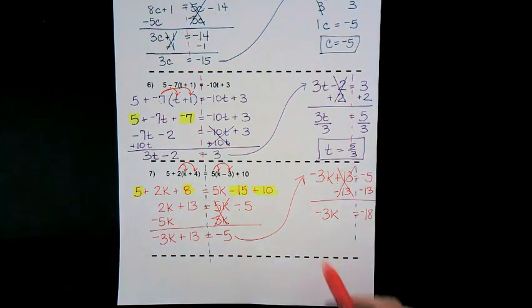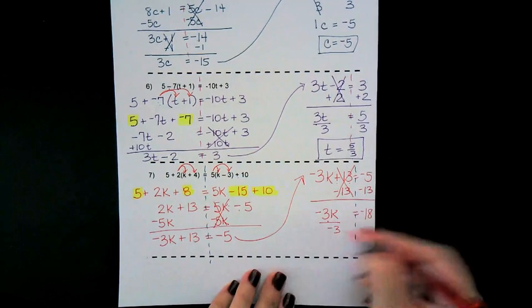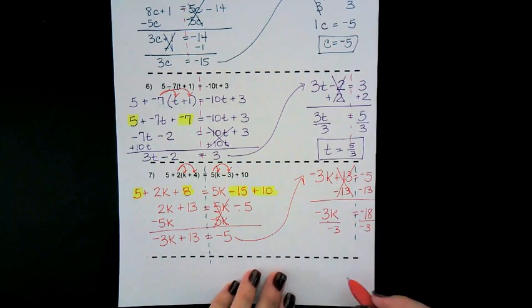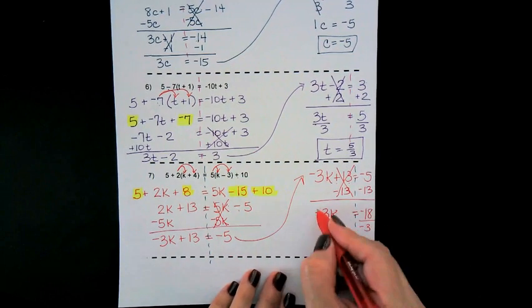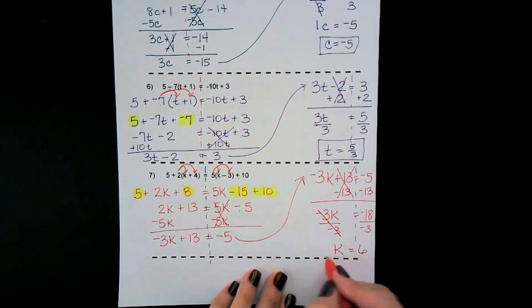Friends, last step here, we're doing the opposite of multiplying by negative 3, which is to divide by negative 3. Negative 3 divided by negative 3 is 1k equals 6.